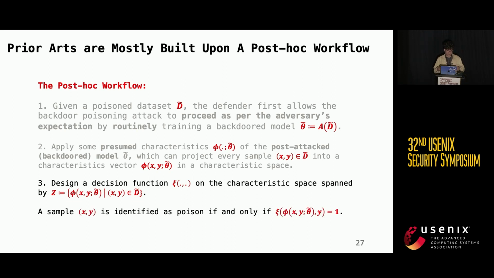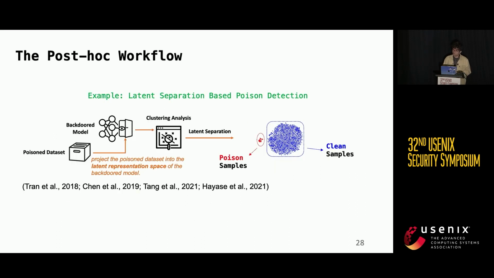And a sample from the data set is identified as poison if and only if the decision function gives out a positive indication. Maybe this sounds a little bit abstract. Let me give you a concrete example, which we refer to as latent separation-based poison detection. We find a lot of prior work all built up on this kind of framework.